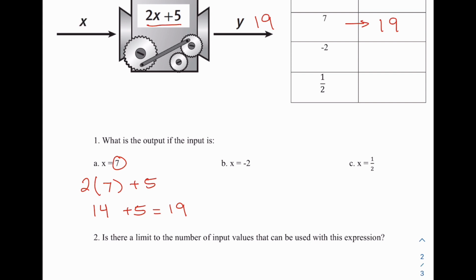Let's try another one. In B, it says I'm inputting -2. So if I input -2, what will be the output? So I'm going to replace x with -2 and solve. 2 times -2 is -4, plus 5 is positive 1. So 1 is the output if the input is negative 2.